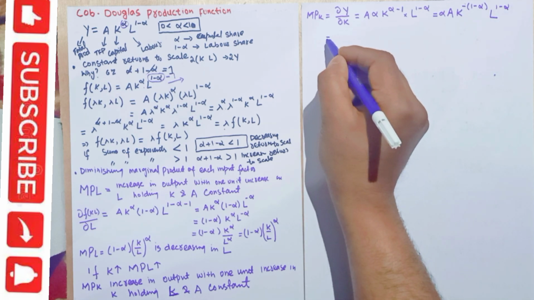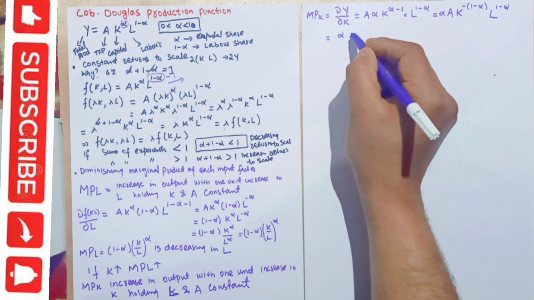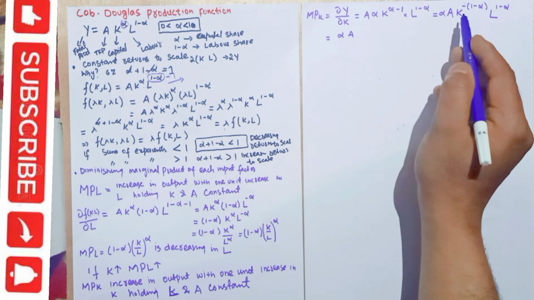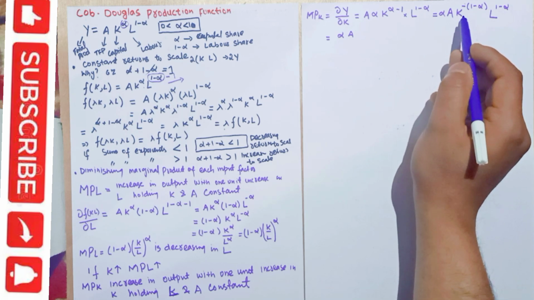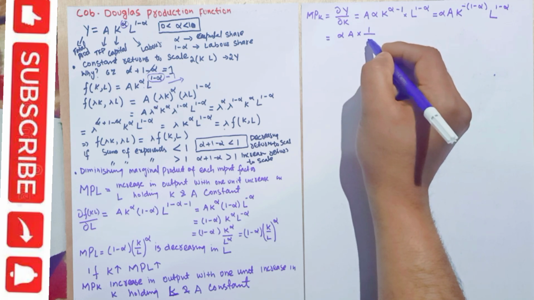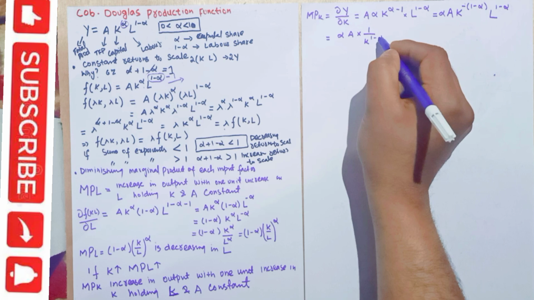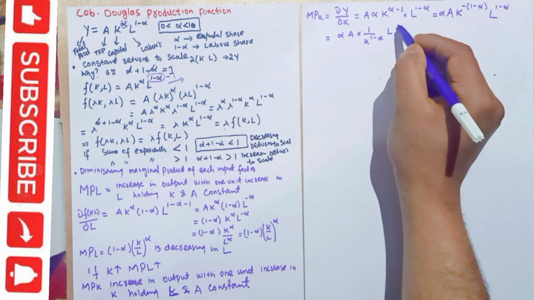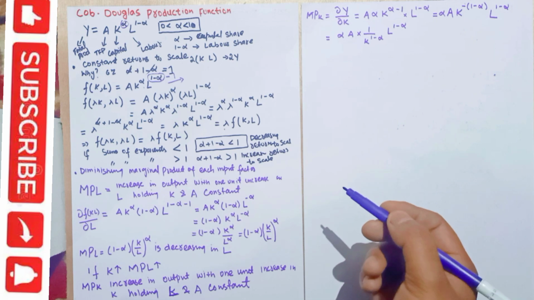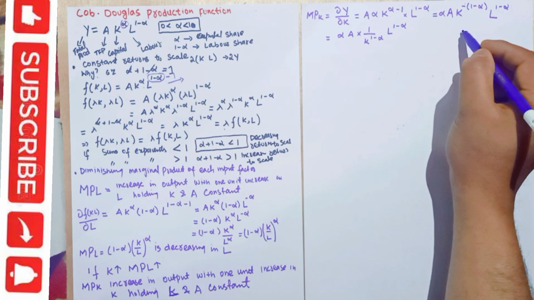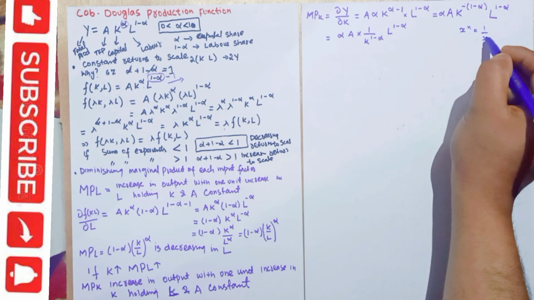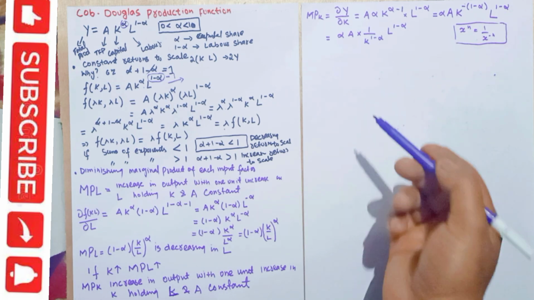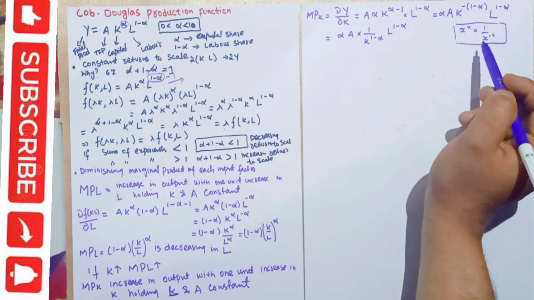Now we can write it as alpha A times 1 divided by K to the power 1 minus alpha, and L to the power 1 minus alpha. Because of the simple algebraic relationship, if we have x to the power minus n, it will become 1 divided by x to the power n. So 1 divided by K to the power 1 minus alpha, this minus becomes plus.